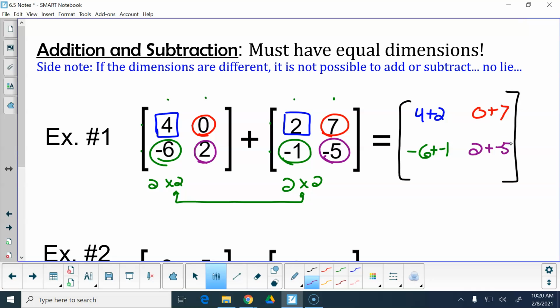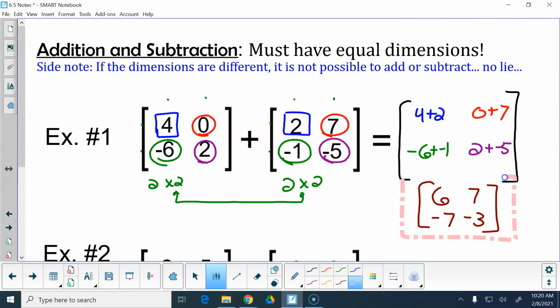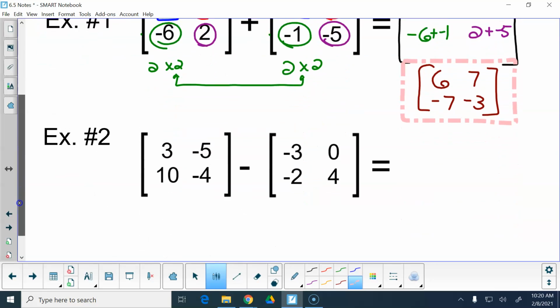So the resulting matrix then is a 2 by 2 matrix, 6, 7, -7, -3. The resulting matrix will also be the exact same size when you're adding, if you can add them. You try example number 2.